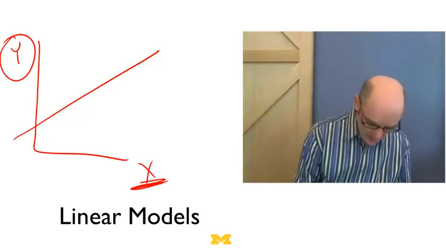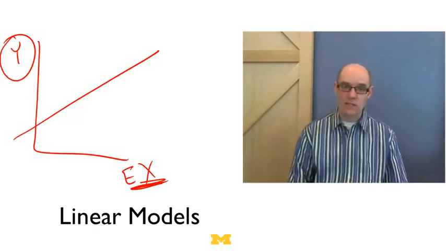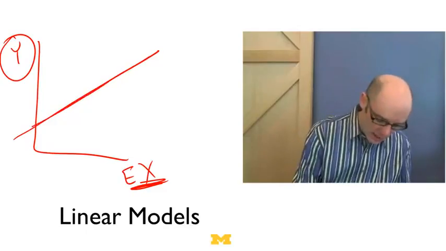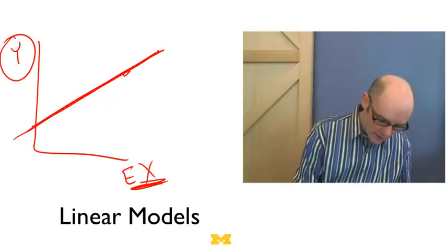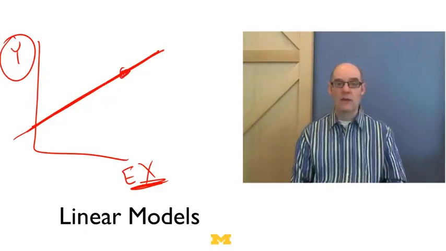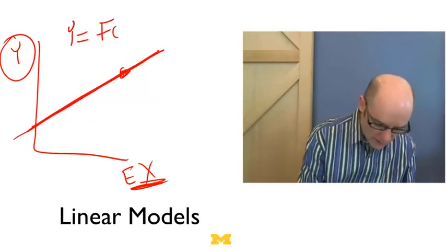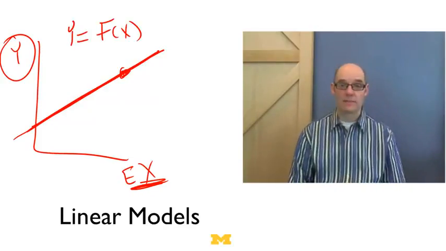So in this axis, x could literally be the amount of exercise you do, and y could be how long you live. And so this line is saying that how long you live is a function of how much you exercise. So you're literally thinking of it as y is some function of x.